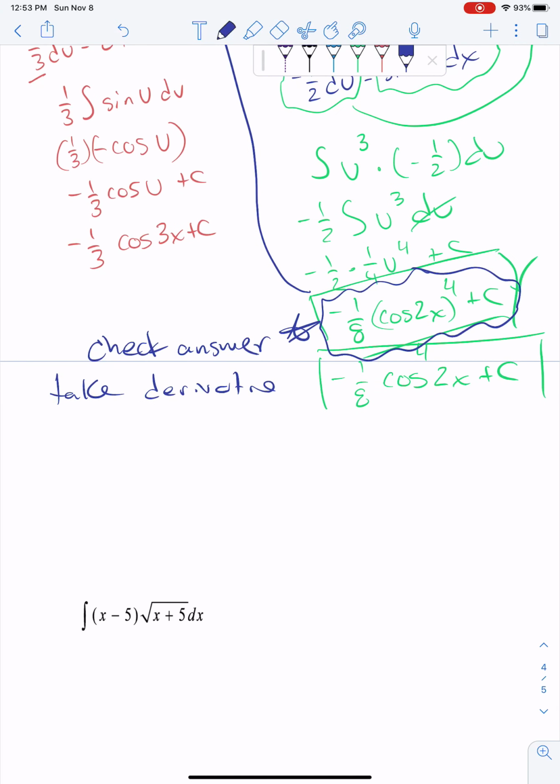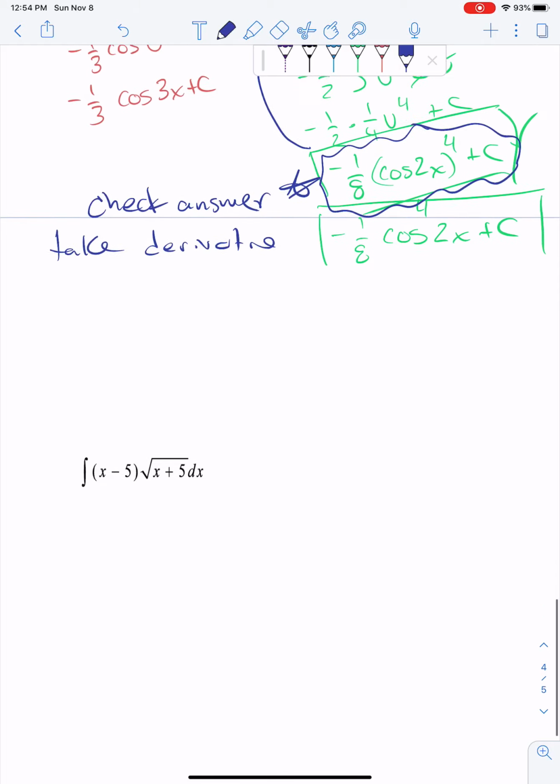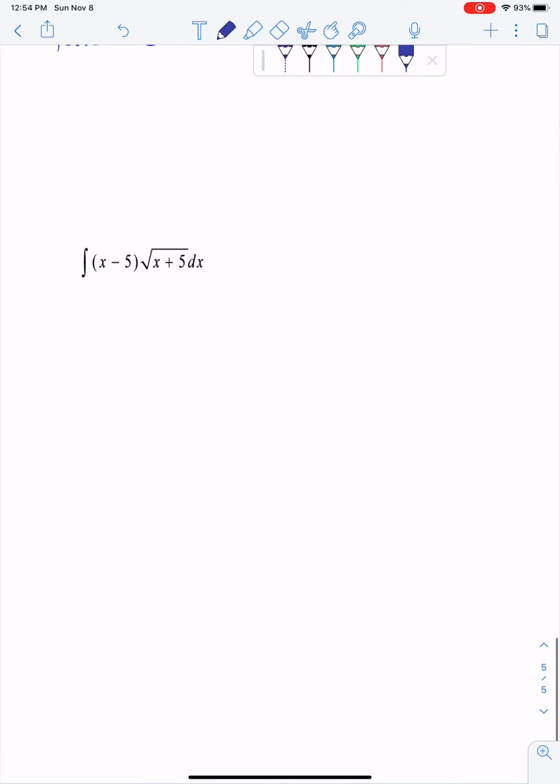Let's see. I know the video's running a little bit. We've done a lot of examples here, but let's just do one more. We can go over this one in class, but let's go ahead and do it right here. So the integral of x minus 5 root x plus 5 dx.